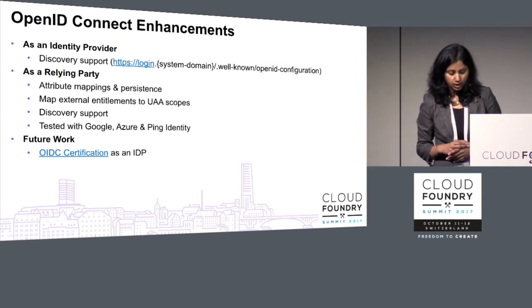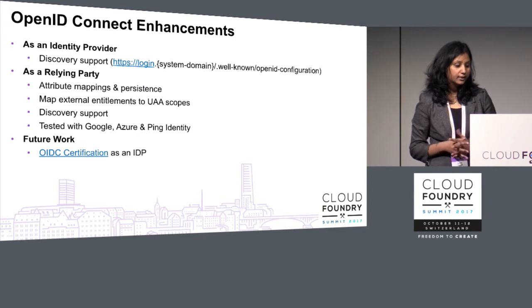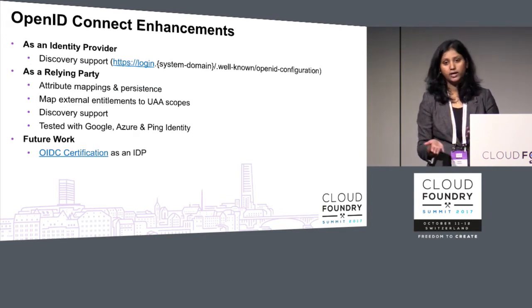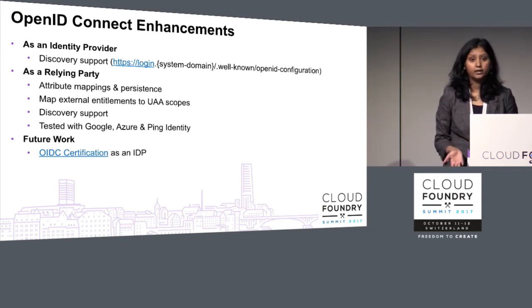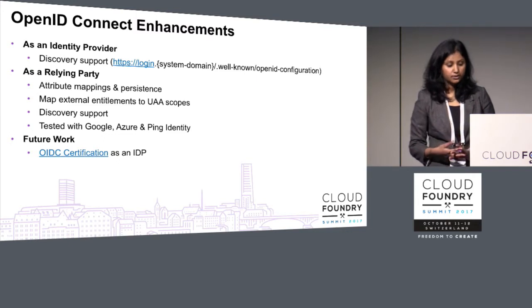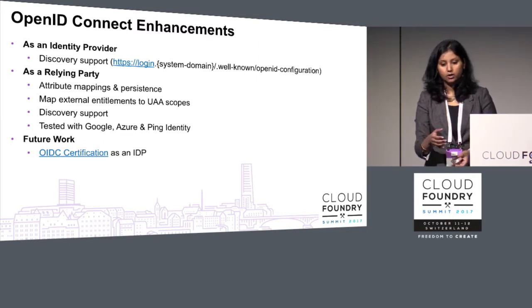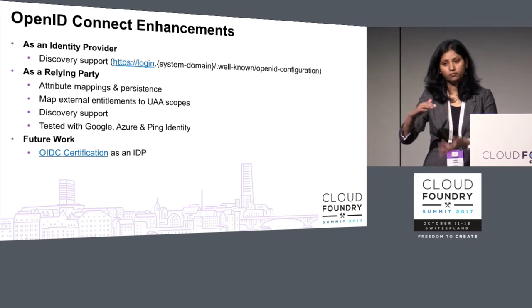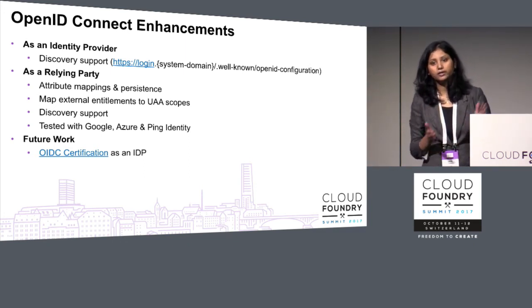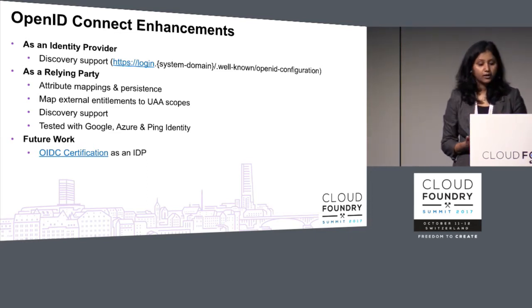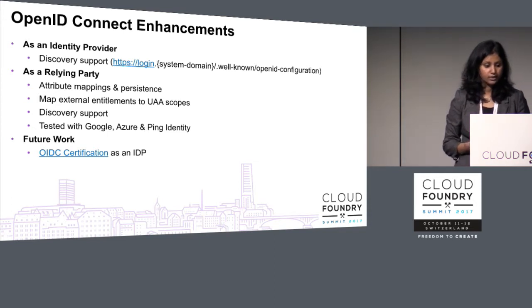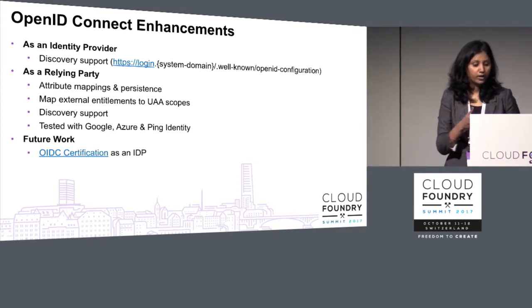OpenID Connect enhancements. We've recently done a lot of enhancements around OpenID Connect support. UAA is both an identity provider and a relying party. As an identity provider, we've added discovery support. What that basically means is all relying parties can discover the OpenID Connect IDP configuration for UAA without having to statically hook that up into a relying party. That configuration is available at the well-known OpenID configuration under the base domain of the UAA.